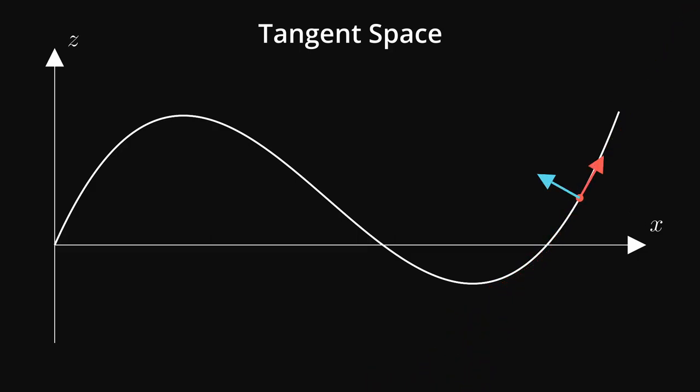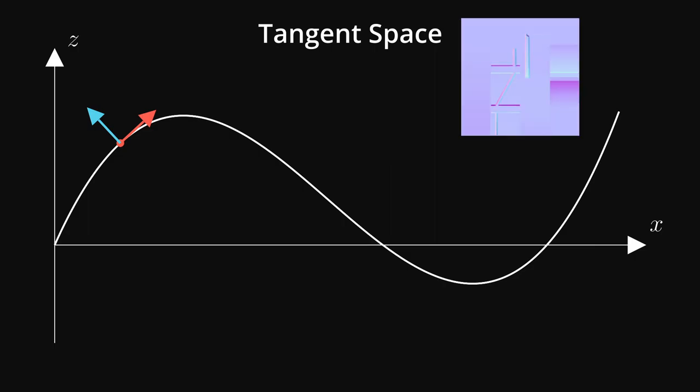The x-axis is parallel to the tangent direction and the z-axis is perpendicular to the tangent direction. As you can see, relative to this space, the surface normal is always constant. It is the frame's z-axis. This is also why the default tangent normal is this constant bluish color. They are always the z-axis.